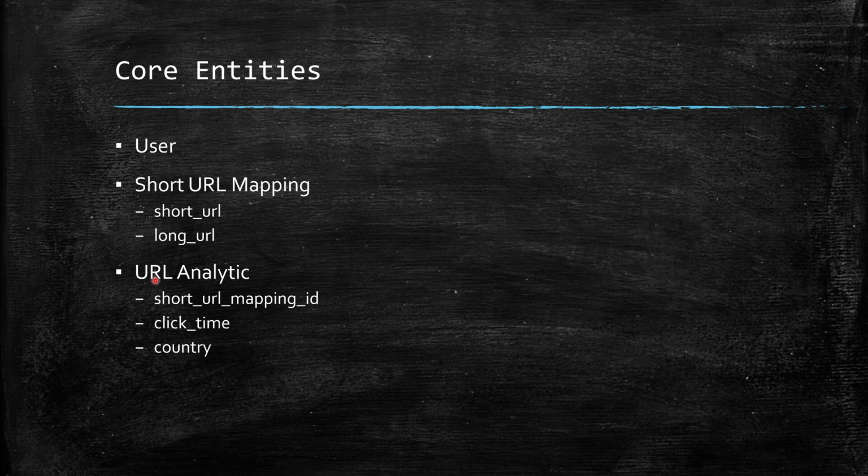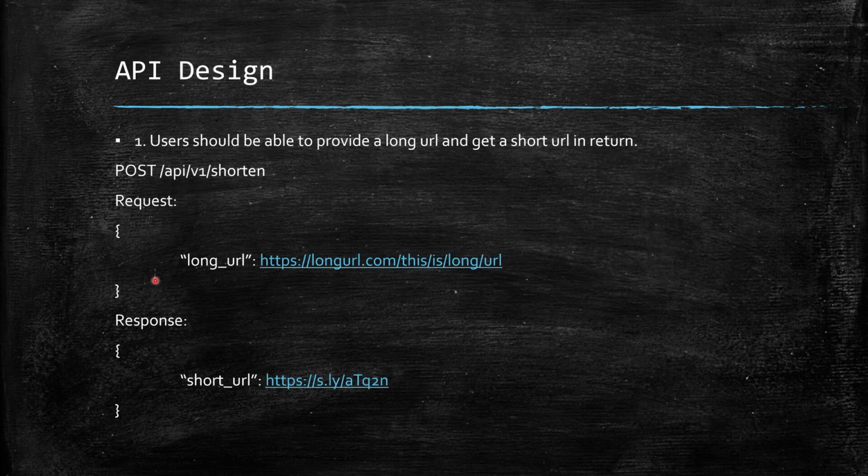and the URL analytics will have something like the short URL mapping ID, which will basically be the short URL code itself, the click time and the country. Click time is basically when this URL was clicked, so when this was requested for redirection, and the country we can find out from the IP address. There are tons and tons of third-party services that would allow you to give the location information based on the IP address.